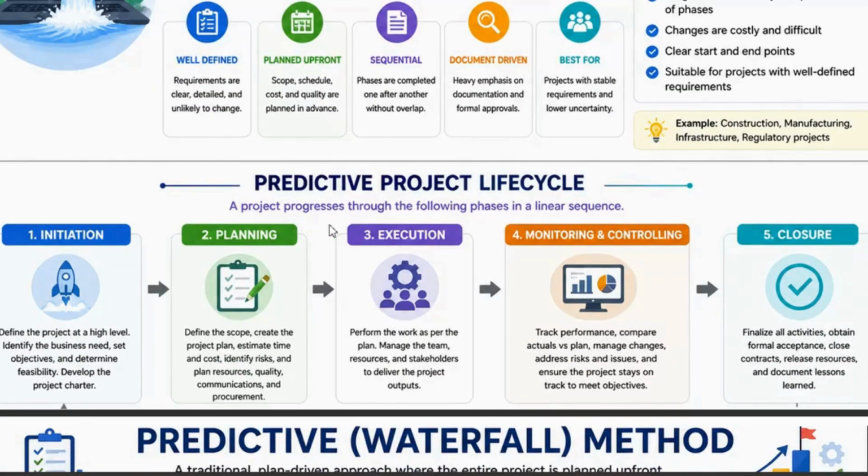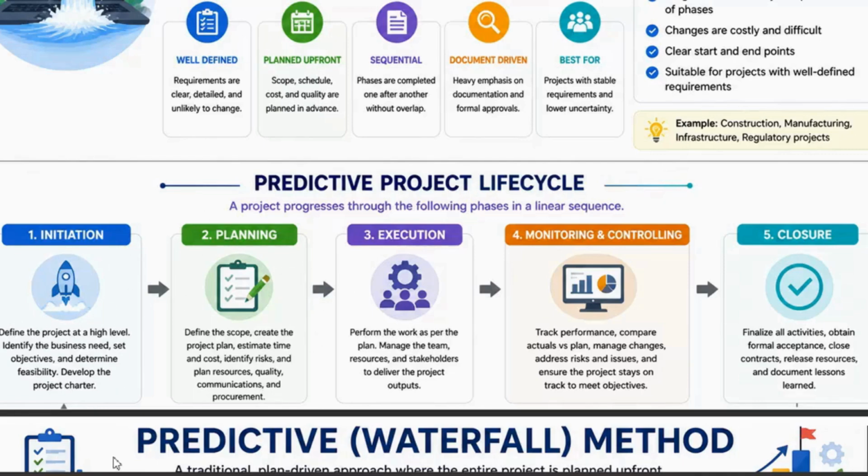So, the predictive project life cycle progresses through the following phases in a linear sequence. First is initiation. First of all, when we are going to do something, we have to start with initiation, where we define the project at a high level, identify the business needs, set objectives, determine feasibility, and develop the project charter. So basically, in the initiation phase, there is a process called the project charter. We have to go through this high-level initiation phase before planning.